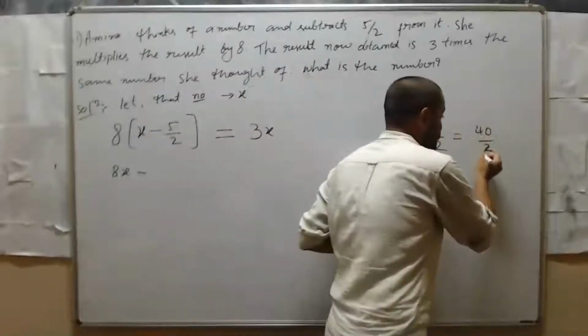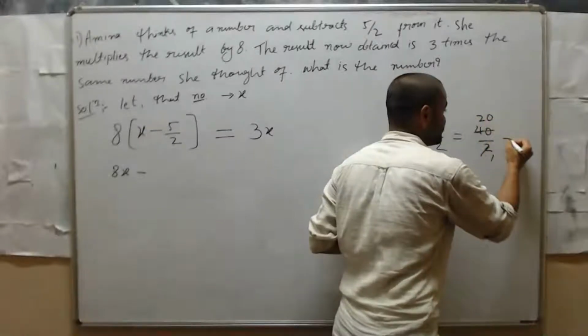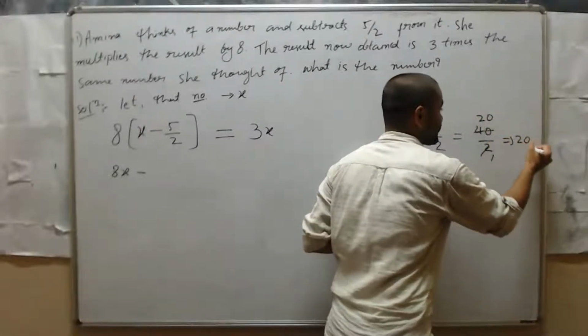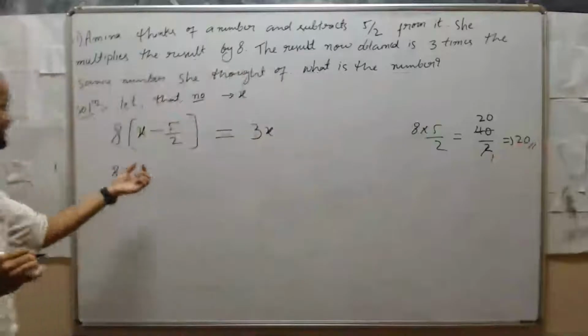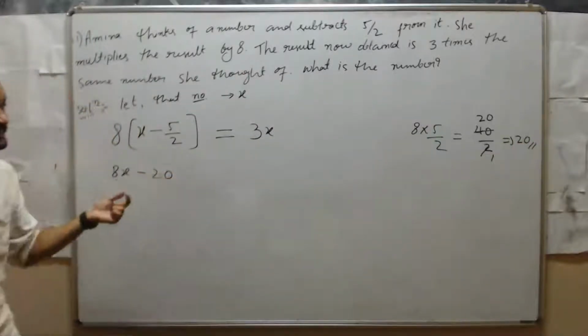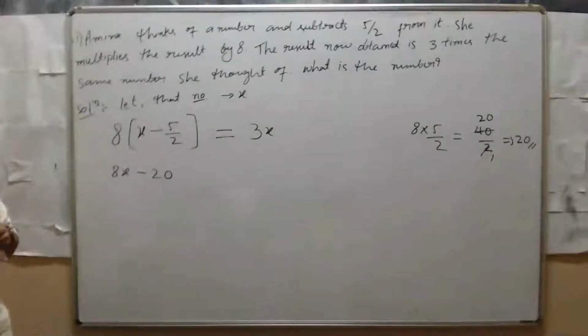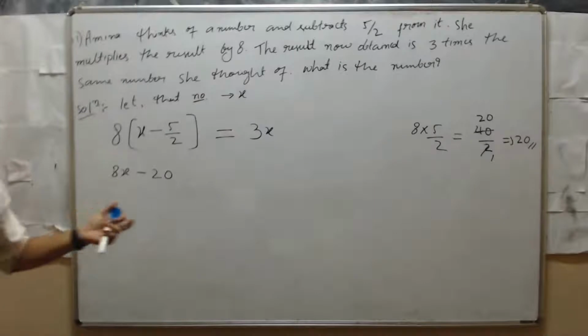Again, I will solve this. 2 1s are 2, 2 2s are 4, that will be 20. I will write 20 directly here at the bottom side, because I will solve there. Next step, what do I have to do? That is equal to the same, that is 3x.